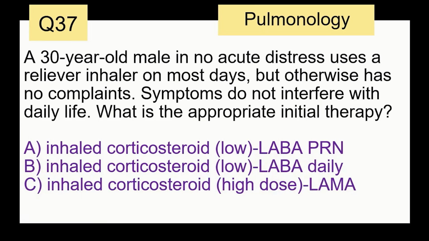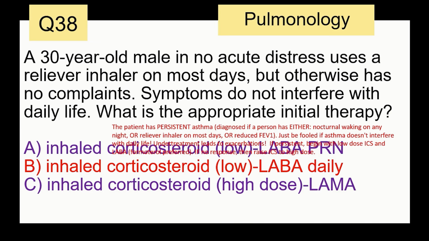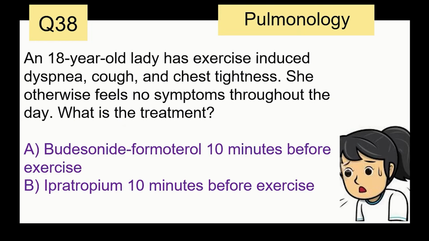Question 37. A 30-year-old male in no acute distress uses a reliever inhaler on most days. This is becoming more persistent. So, what is the most appropriate initial therapy? You want to go with a low-dose inhaled corticosteroid and a LABA daily. We don't just want to go PRN. We want to do it daily because this is persistent asthma. Persistent asthma is diagnosed if the person has nocturnal waking or uses a reliever inhaler on most days, or they have a reduced FEV1.